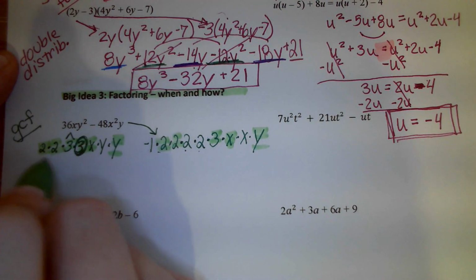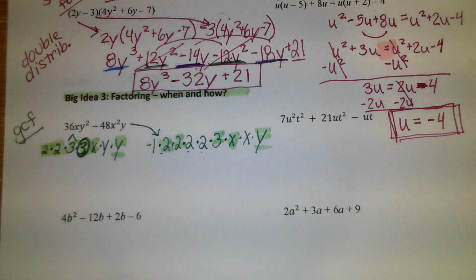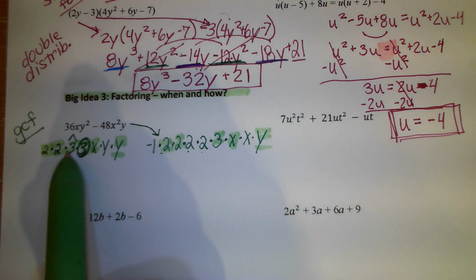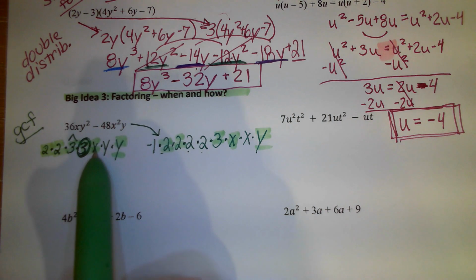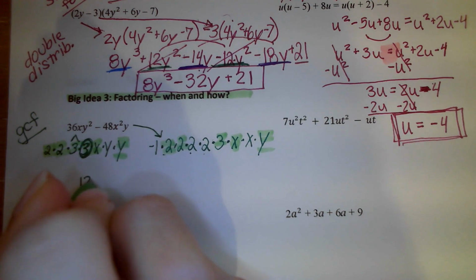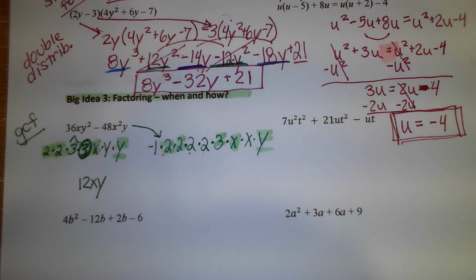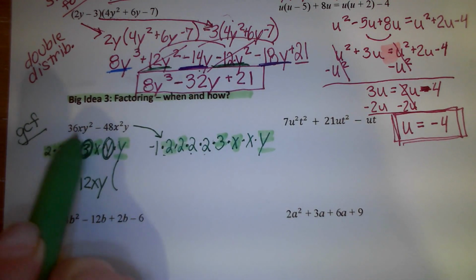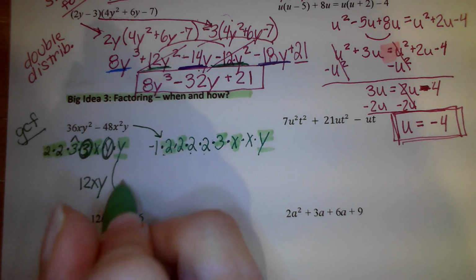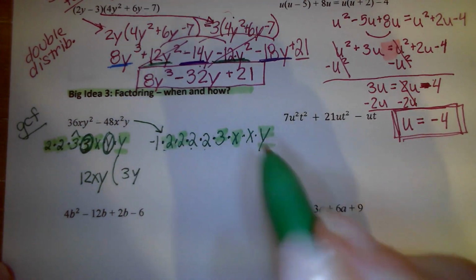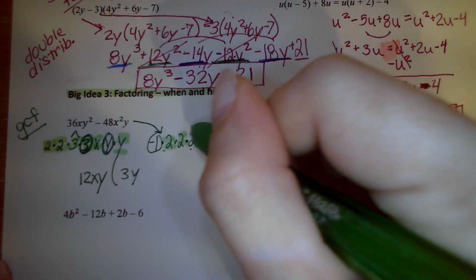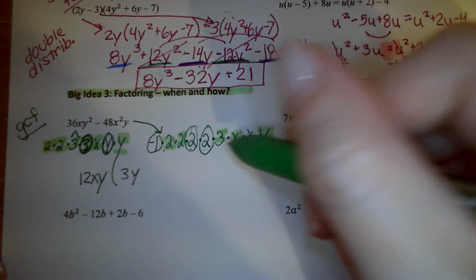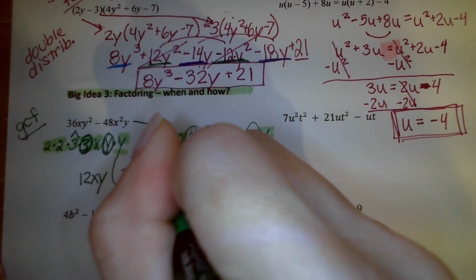So that's going to be 2 times 2 is 4. 4 times 3 is 12. And then 12 times x is 12x. And 12x times y is 12xy. So that is what we pulled out. What's left over? 3y for the first term. So we pull that out, 3y. And then on this other side, what's left over is negative 1 times 2 times 2. So that's negative 4 times x. So minus 4x.